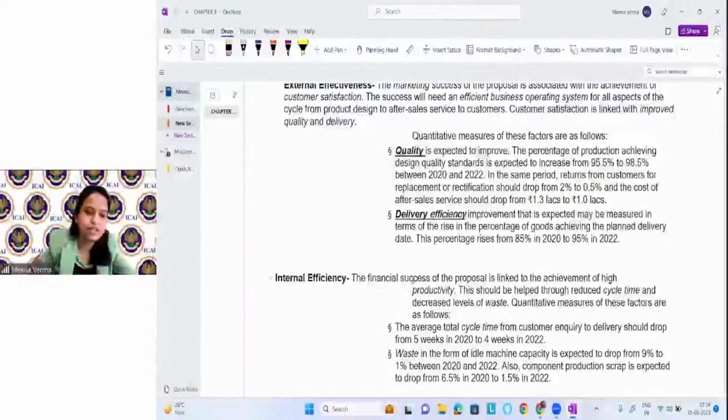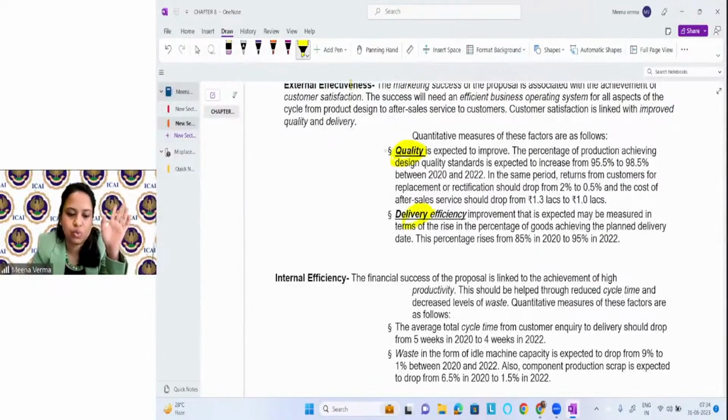So in external effectiveness, you will see what are the points we consider: quality and delivery. You can see in the question, the quality is improved. They have given you the data from 20 to 22, the quality is improved. And the defects have been reduced, right? Also, the cost of sale is also reduced, which is good for the company. Cost is reduced, defect is reduced, quality is improved. Wow. I mean, see, this has actually happened in a lean system. When you put the lean system in place, what will happen?